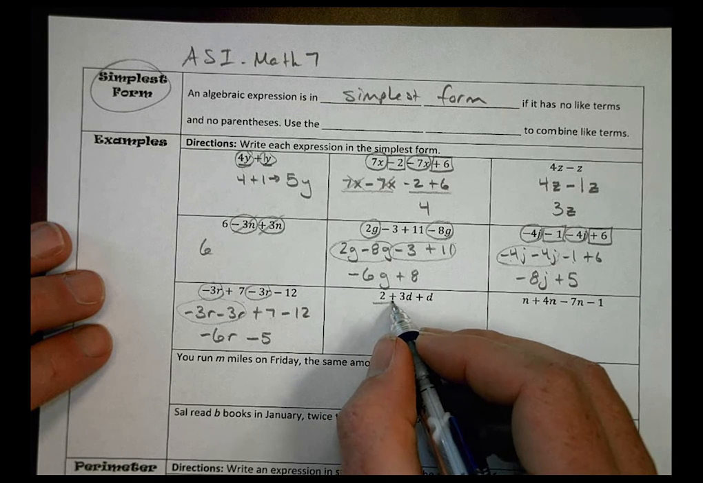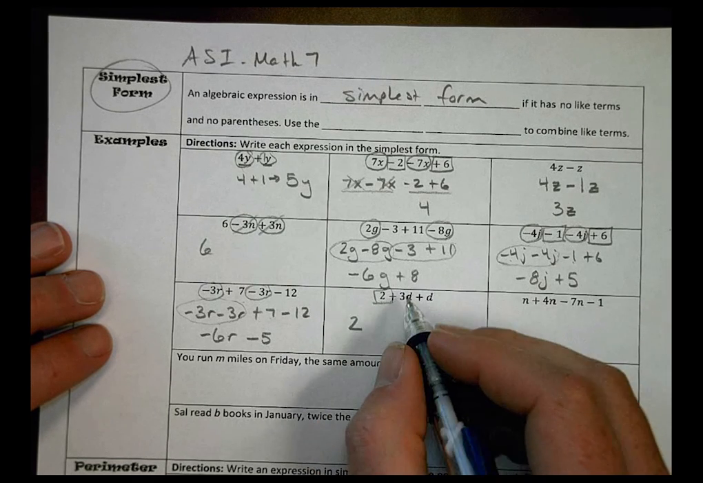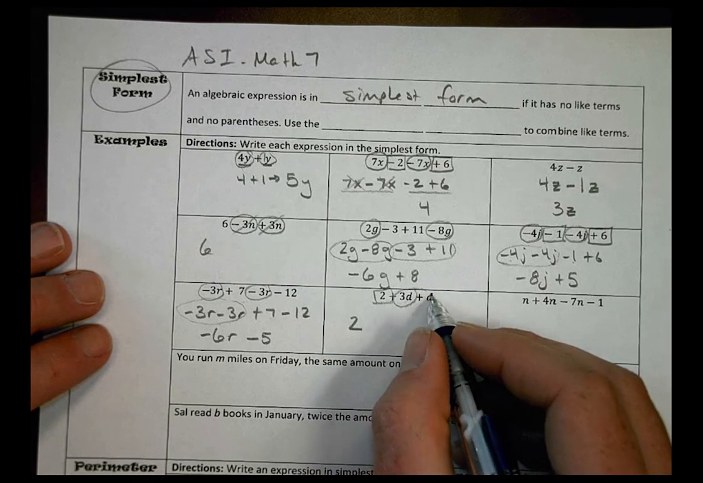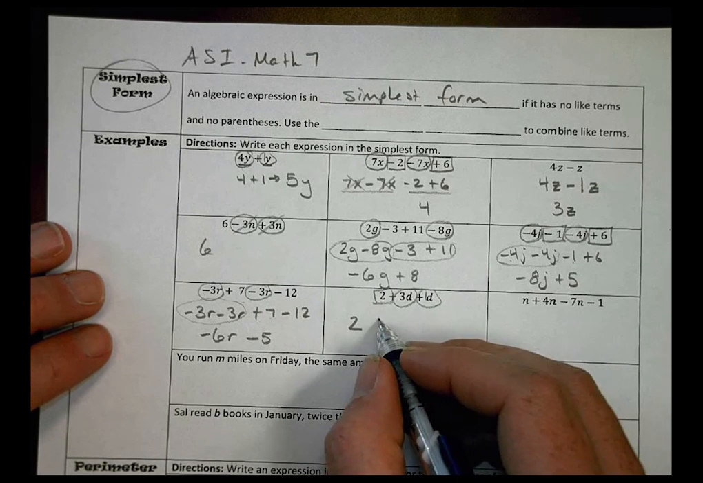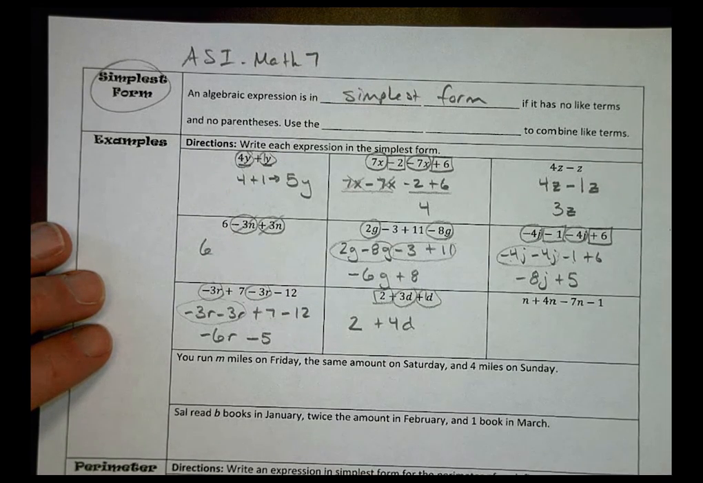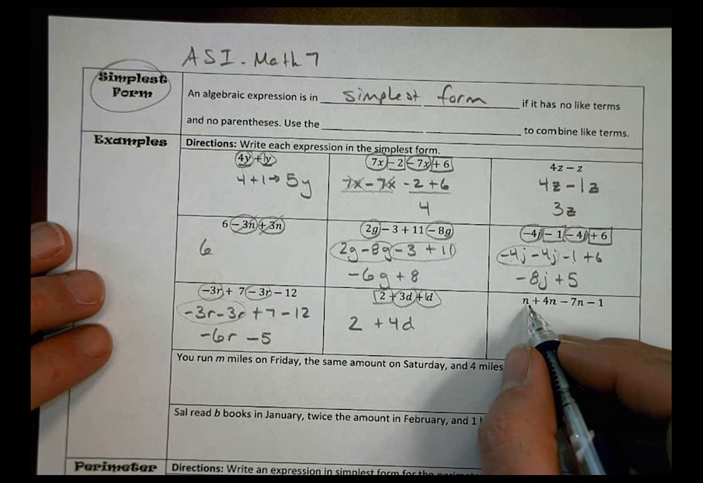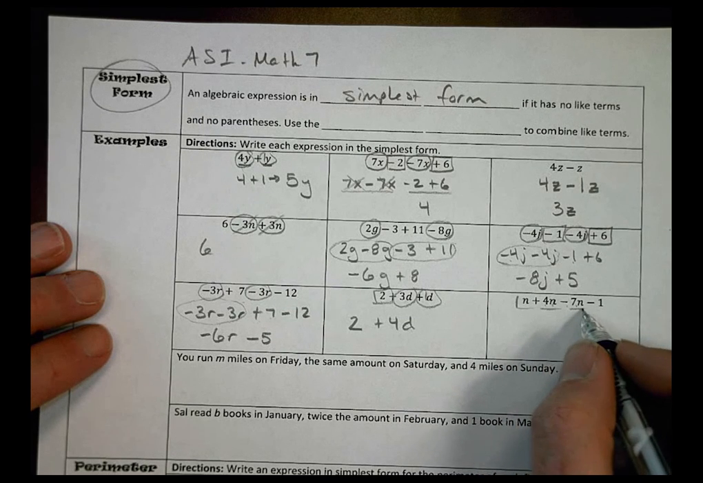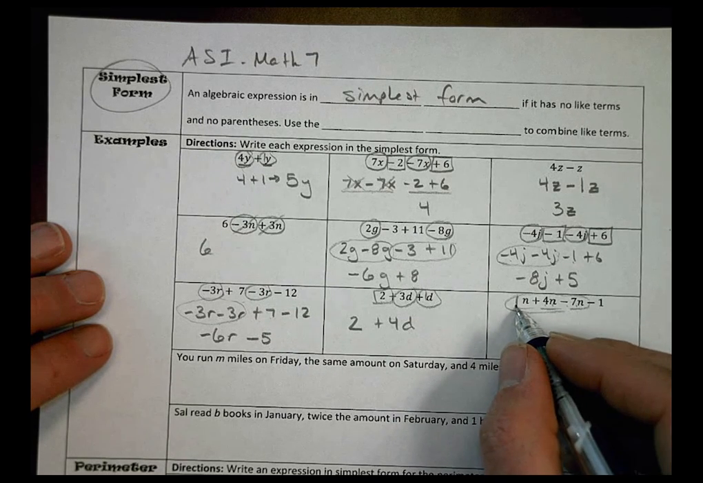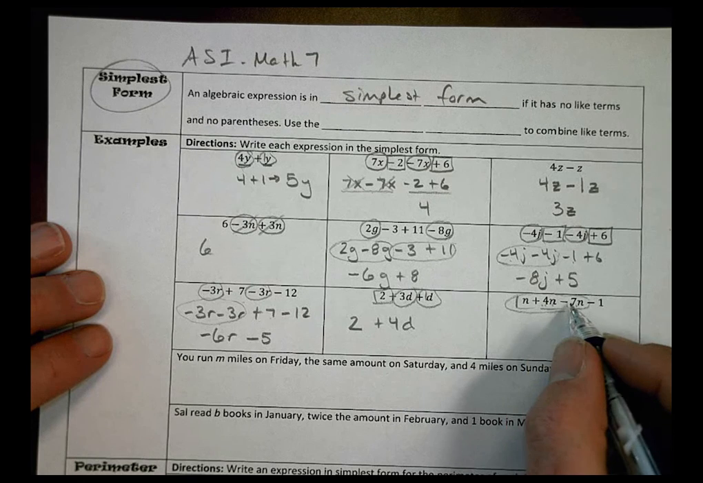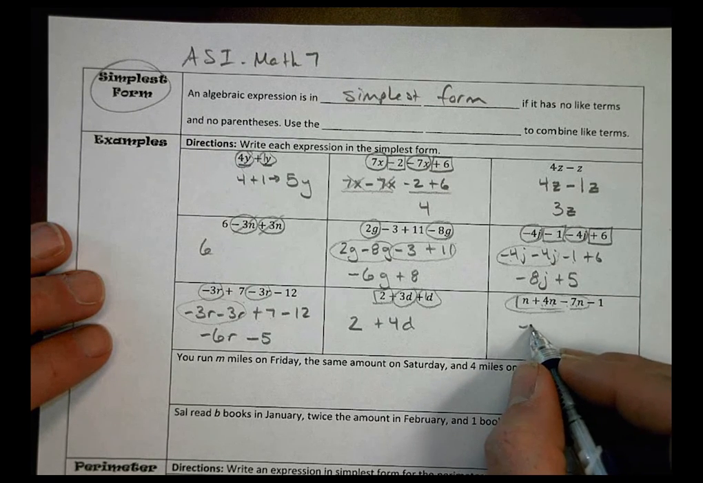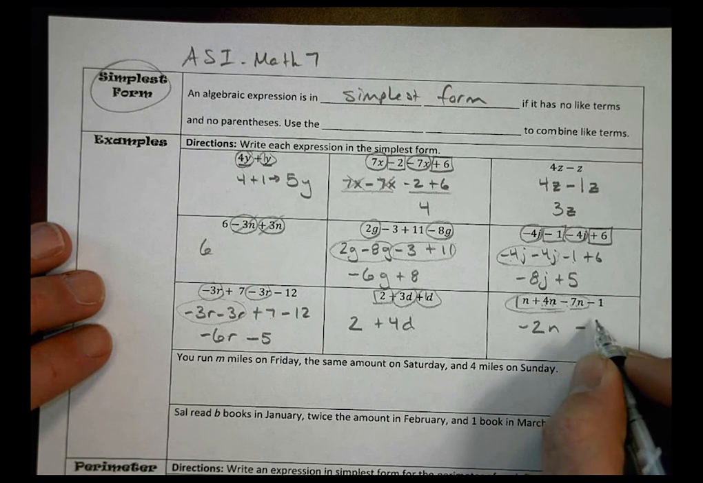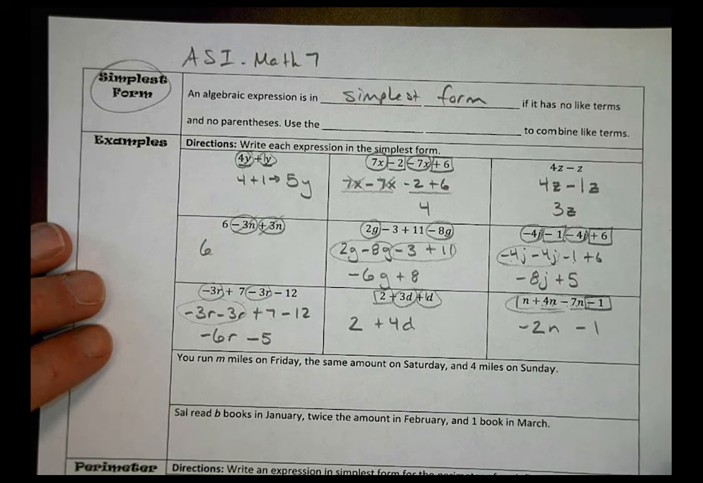Here we have one constant, so that stays simply 2, and then we have 3d plus 1 more d for a total of 4 d's altogether. And on this one, we have 1n plus 4n minus 7n. These are all the same variables, so we can combine that whole thing. So 1 plus 4 is 5, 5 minus 7 is minus 2n, and the constant is just by itself, so it's minus 1.